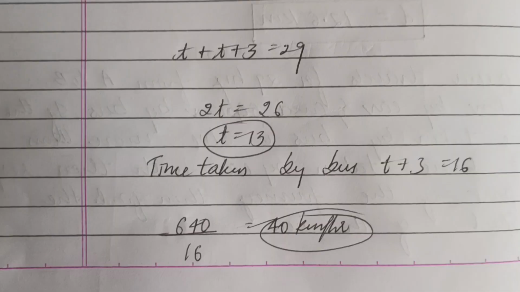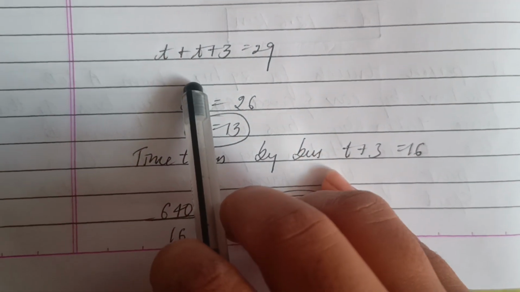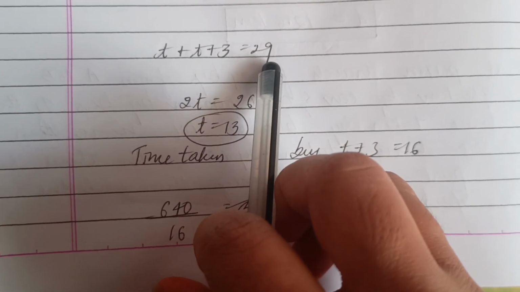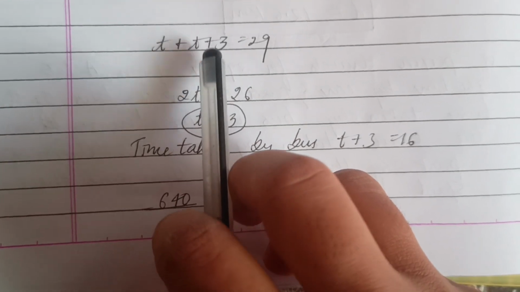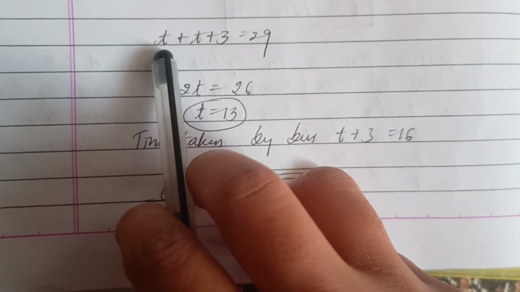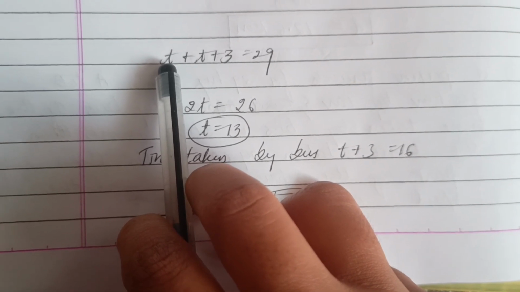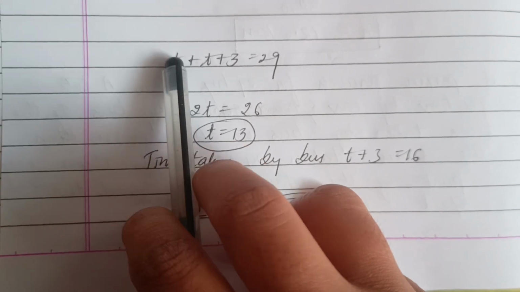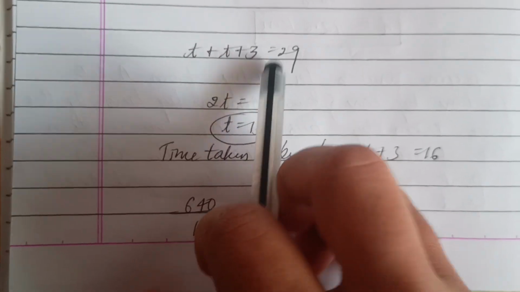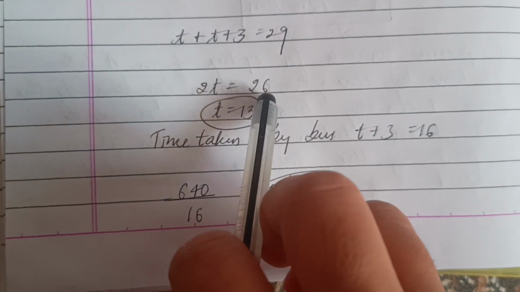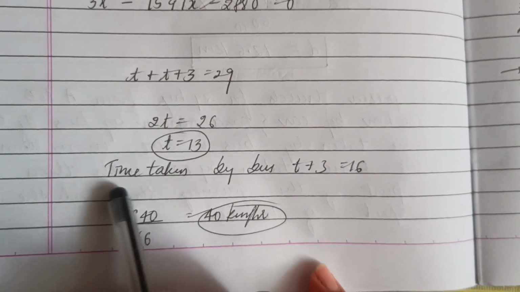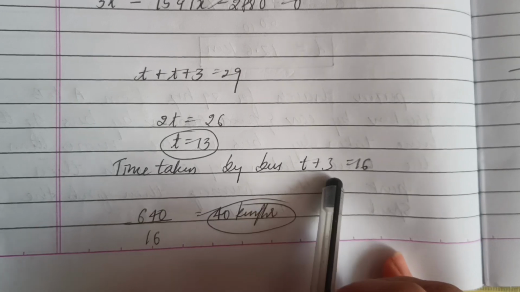In the question they have given that the person takes a total of 29 hours, and also mentioned that the time taken while traveling by bus is 3 hours more than the time taken by car. That means if the time taken by car is t, then the time taken by bus will be t plus 3, and that will be equal to 29. Then 2t will be equal to 26, so t will be equal to 13. Therefore the time taken by the bus will be t plus 3, that is 16.